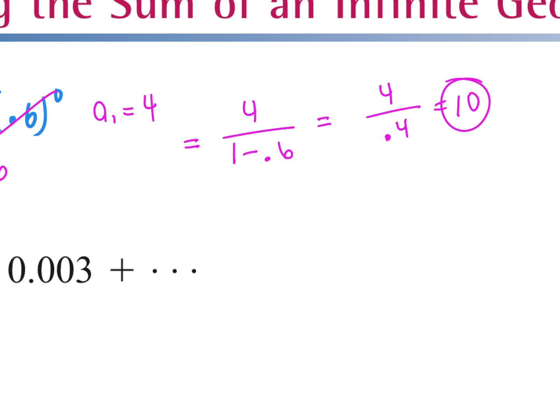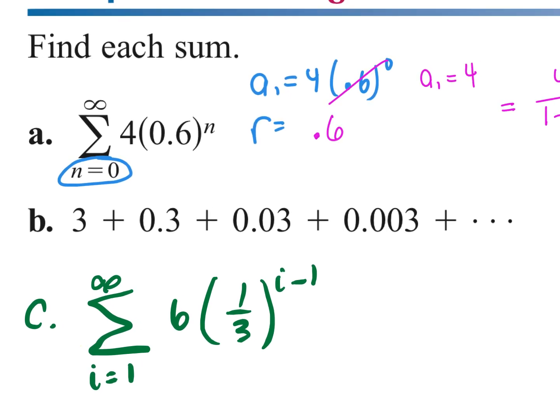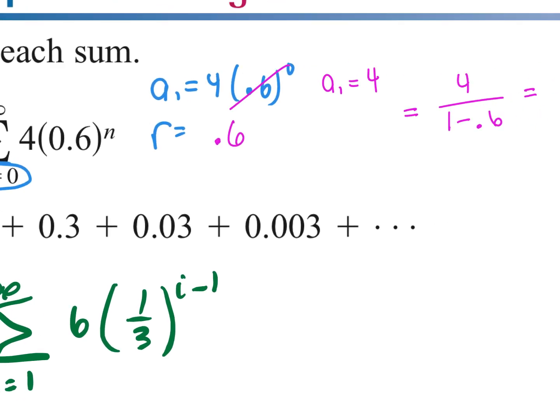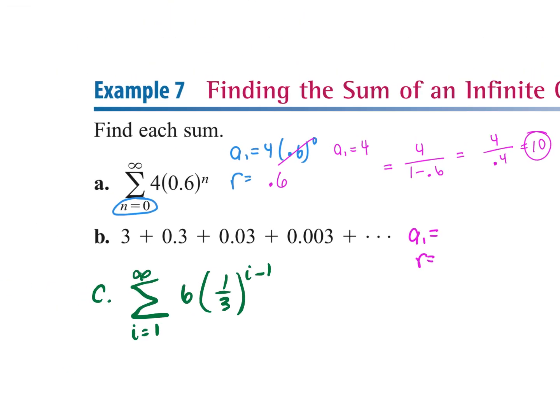Look at the next one. It's not in sigma notation, but how do I know this is an infinite? Because of the ellipses. Good. So I need the two things. I need the first term, and I need my common ratio. Well, what's the first term that you see, guys? 3. How do you figure out what the common ratio is?